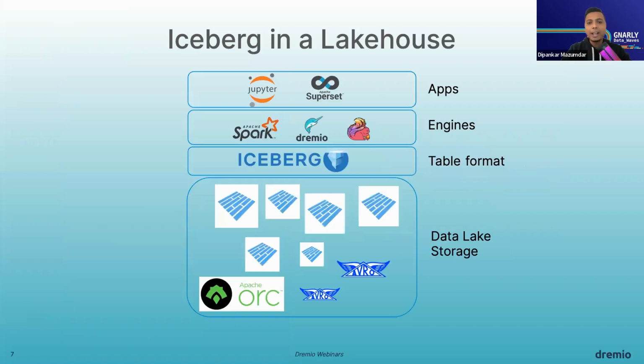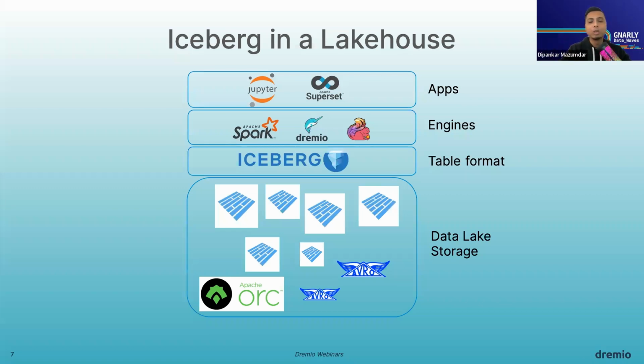Now, in terms of where Iceberg sits in a lakehouse, if you're new to the environment of data lakehouse table formats and everything, this is how I would like to visualize it. So the data lake storage comes in the bottom part where you have the raw data files landing in a cloud data lake storage, such as S3 bucket or something like that, right? And the table format is just a layer on top of that data file.